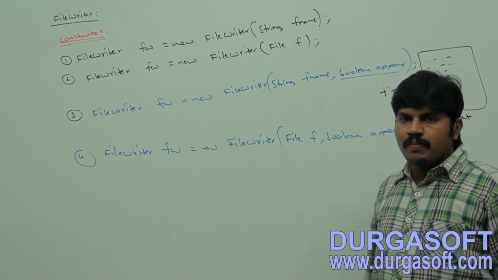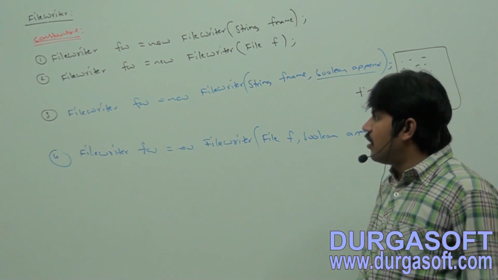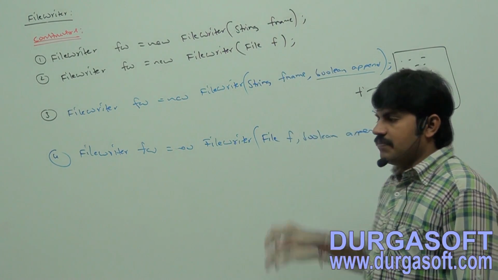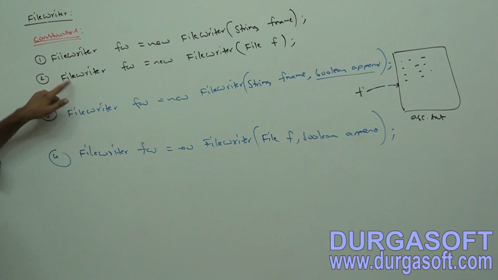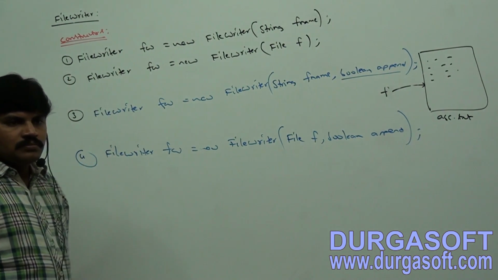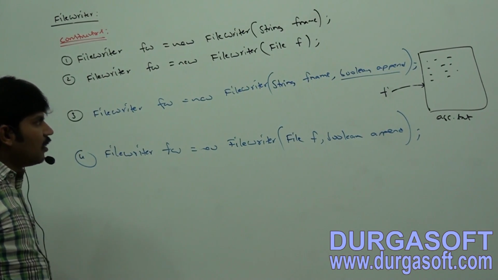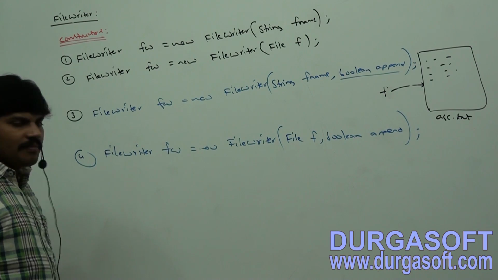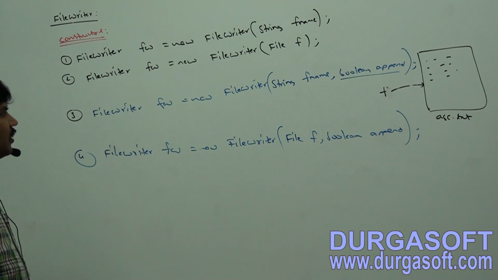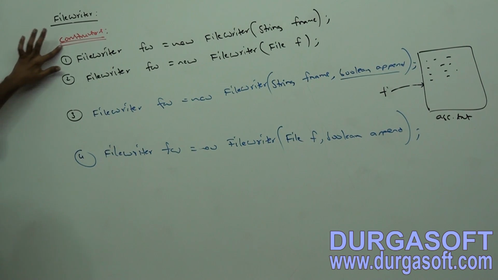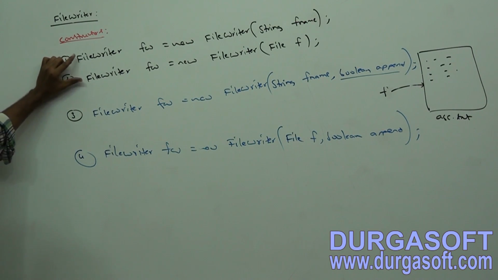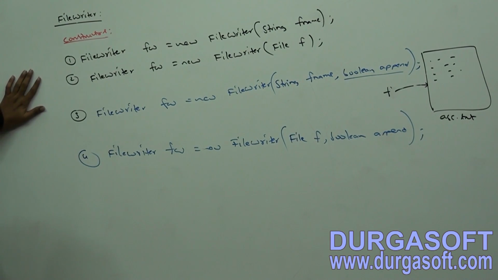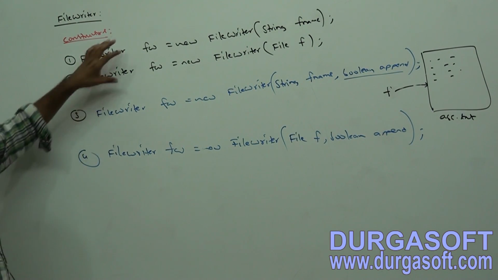Take the first two: FileWriter fw = new FileWriter(String fileName). Next, FileWriter fw = new FileWriter(File f). So, out of these, better to take only two constructors. Completed, right?